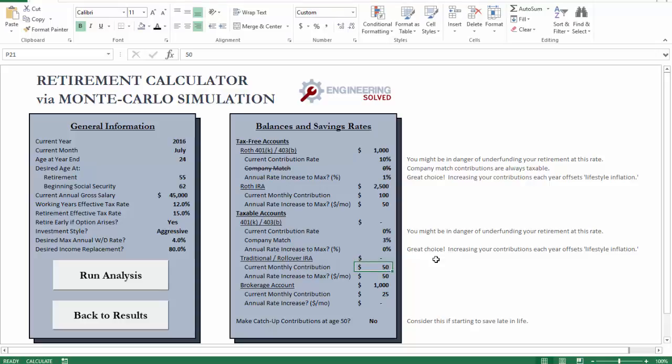And then say you have a traditional IRA. You put in X amount per month, but you don't have that either. You just do the Roth option. And then you don't want to increase it because you want to increase the Roth option.